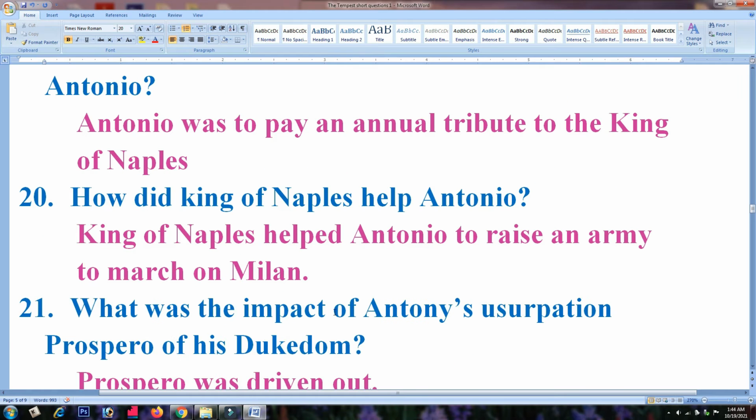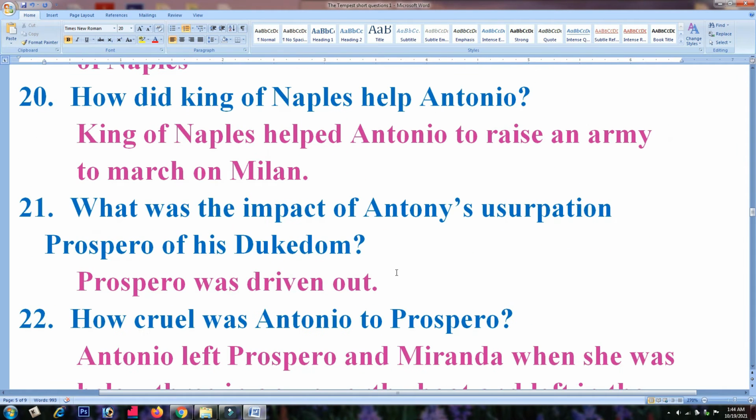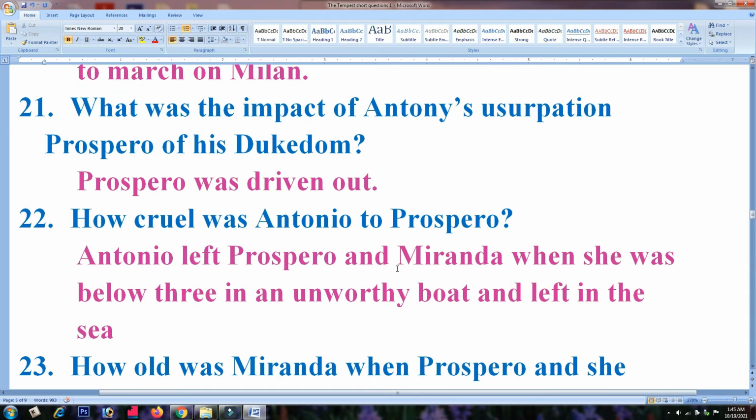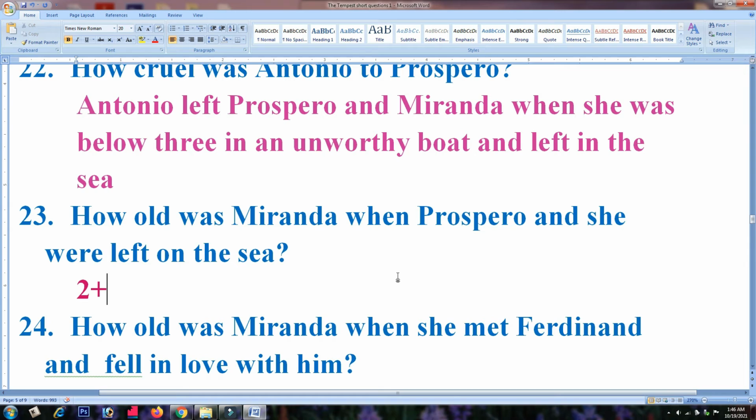How did the King of Naples help Antonio? The King of Naples helped Antonio to raise an army to march on Milan. What was the impact of Antonio's usurpation on Prospero? Prospero was driven out. How cruel was Antonio to Prospero? Antonio left Prospero and Miranda, when she was below 3, in an unworthy boat and left them in the sea. How old was Miranda when Prospero and she were left on the sea? 2 plus.